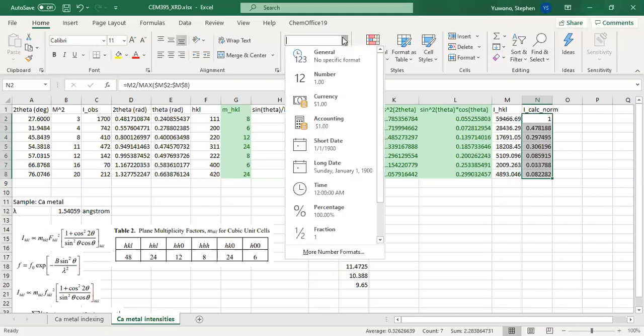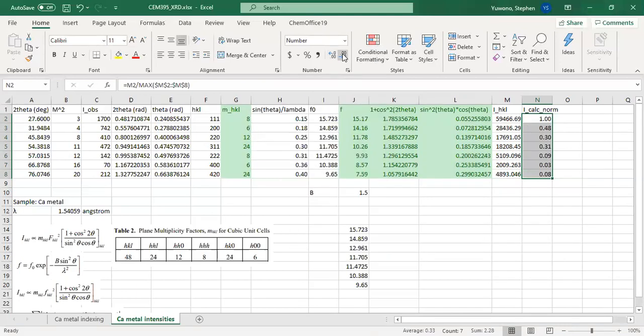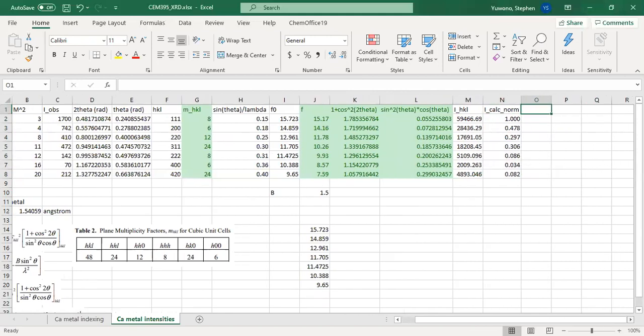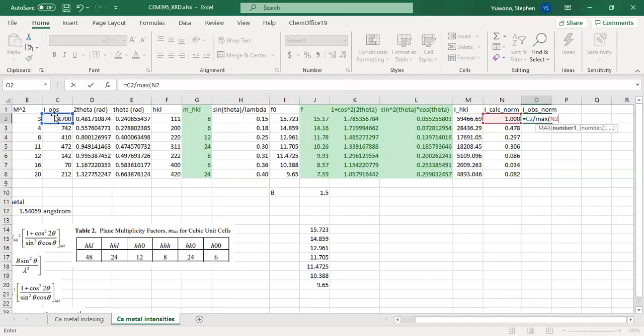Okay. Again, just for the sake of presentation, it's nice to keep a few decimal places. Don't overdo it. Now here, for the next one, we need to calculate the observed normalized intensities, which again, we'll just keep the same formula, but now we will use the observed value. So it's going to be this divided by the maximum of the entire range.